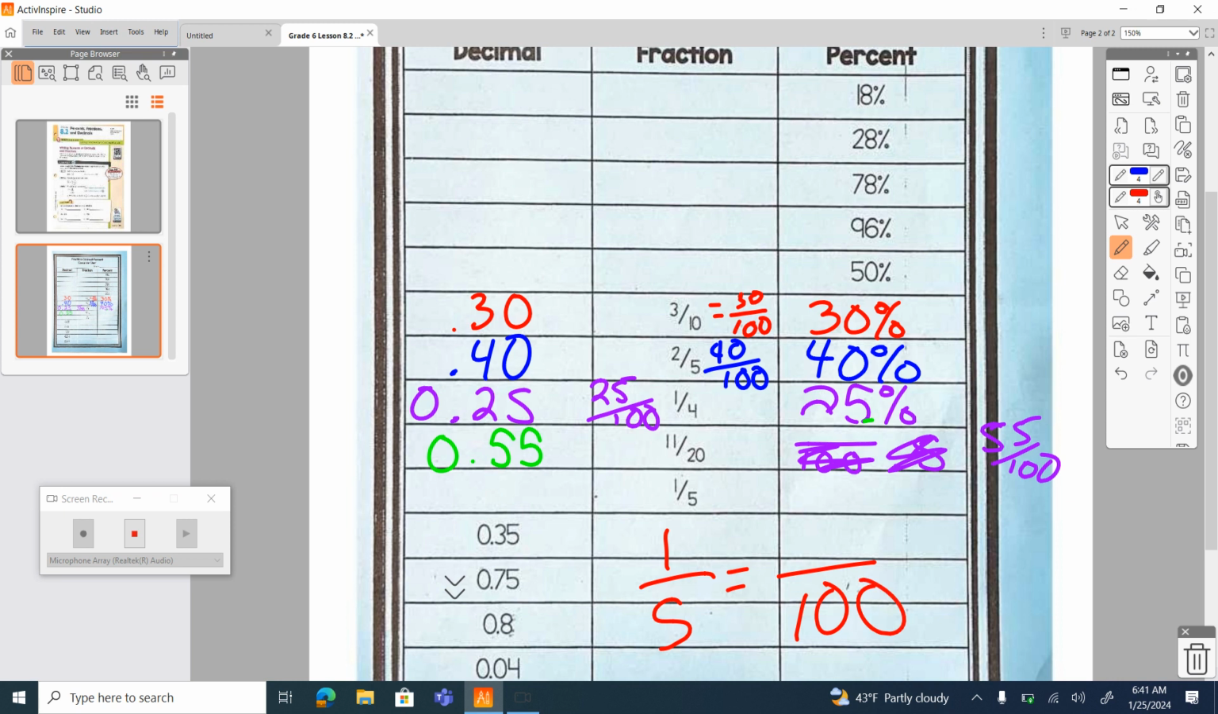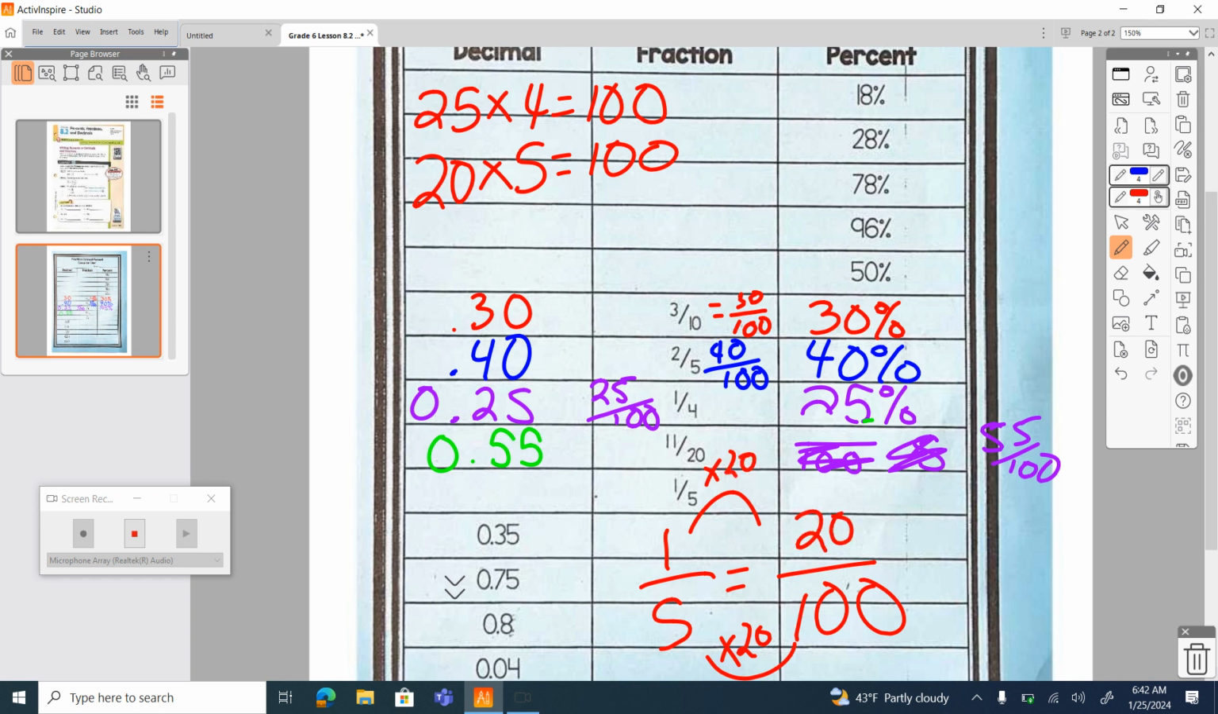So you definitely want to remember that 25 times 4 is 100. You also want to remember that 20 times 5 is 100. You want to add those to the multiplication facts you just know because we use them a lot. 5 times what number is 100? It's 5 times 20. Multiply it on the top. It's 20 over 100. And so this would be 20%, or 0.20, which is 20 100ths.